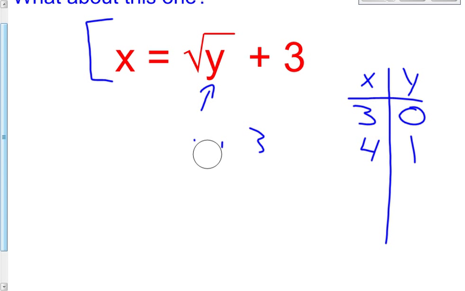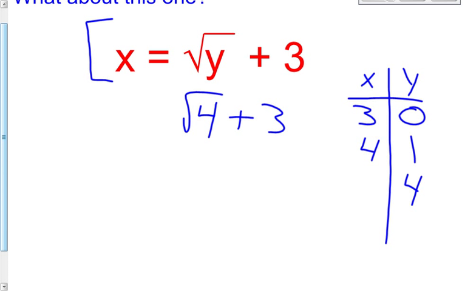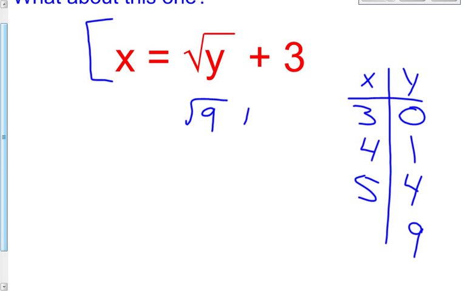Let's do 2 more points. What's better than 1? 2. Let's do what happens when y is 4. What's the square root of 4? It's 2. And what is 2 plus 3? 5. Last one. What happens when y is 9? When y is 9, the square root of 9 plus 3 is 3 plus 3, which is 6.